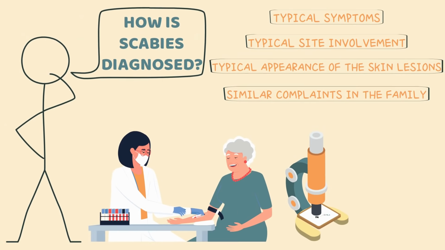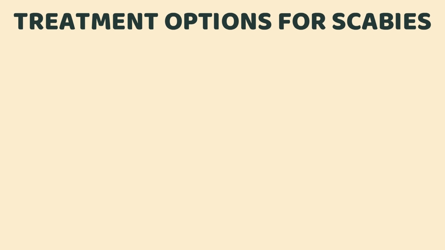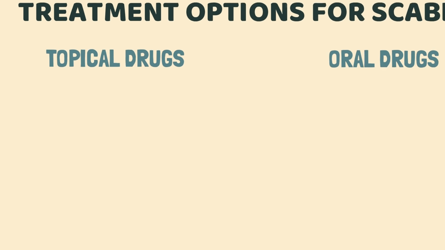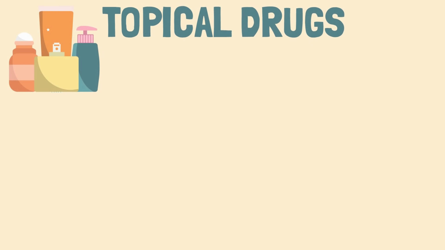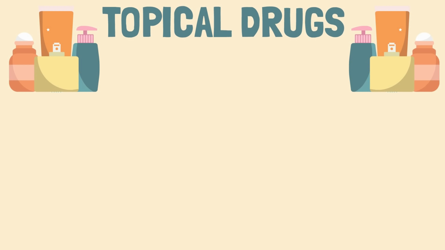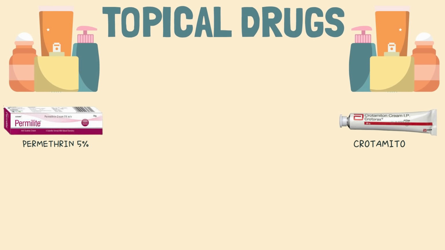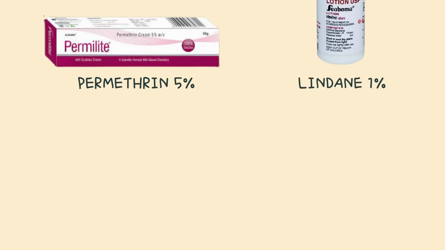Now coming to the last part of this video, here we will discuss what different treatment options we have for treating scabies, which can be basically divided into topical drugs, which are creams and lotions applied over the skin, and oral medications. Topical medications include soaps, body washes, lotions, creams, and gels. We will look at them one by one. The list of topical agents used are Permethrin 5%, Crotamiton 10%, Lindane 1%, or benzyl benzoate lotion.